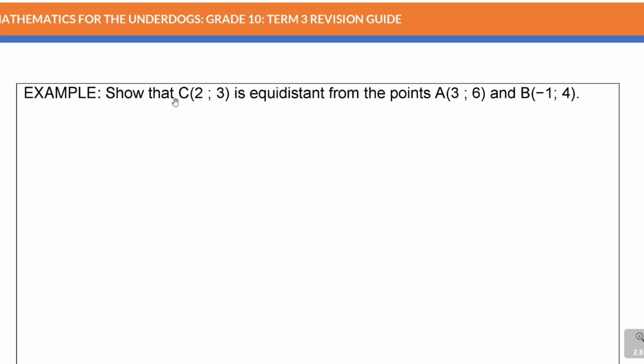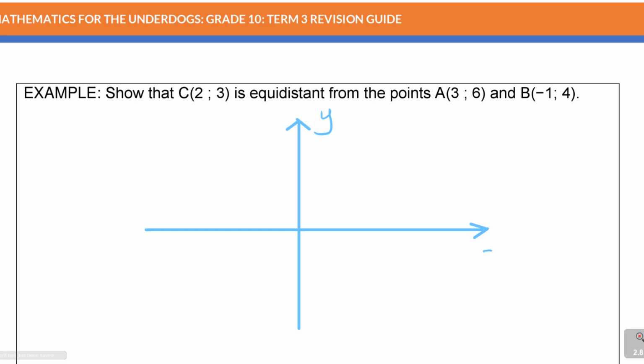It says, example: show that C is equidistant from the points A and B. Now I'm not going to draw the exact accurate Cartesian plane, but let's say you have a Cartesian plane like this. It's just a sketch, okay? So this is my Y and this is my X. Point C is (2, 3). It's positive. Let's say I've got my point here. That's my point C as (2, 3). As I said, this is just an estimate.